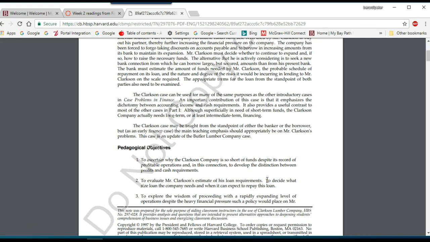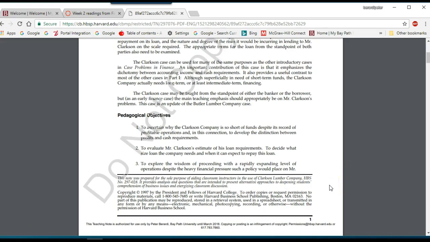And that is what we have to do for this case study: figure out what this cash flow is and how it impacts our borrowing, to ascertain why Clarkson Company is so short of funds despite its record of profitable operations. So that's one. We need to discuss and figure out why we're short of funds despite being profitable. We didn't lose the money or waste the money. It is part of the natural working capital needs of our business.